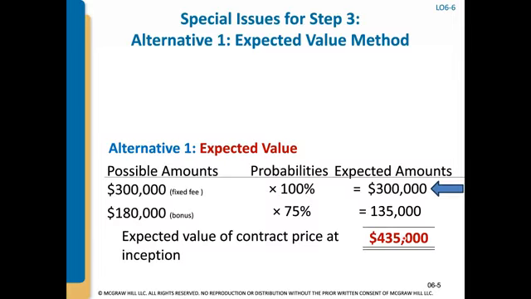Let's go through the first way to estimate this, and this is the expected value. The way you do the expected value is you calculate the sum of each possible amount multiplied by its probability. First, the possible amount is $300,000 of fixed fees, so the probability of that is 100%, right? So this is the amount that we're going to record on day one because it is fixed. We are for sure going to get that money, and so we're going to record that. For the $180,000, there's a 75% chance that we'll be able to meet that 15,000 hour criteria and receive that bonus. So we're going to take the $180,000 bonus times 75%, and that expected outcome is $135,000. So the expected value of the contract price at inception is that $300,000 plus $135,000 added together, which is $435,000.